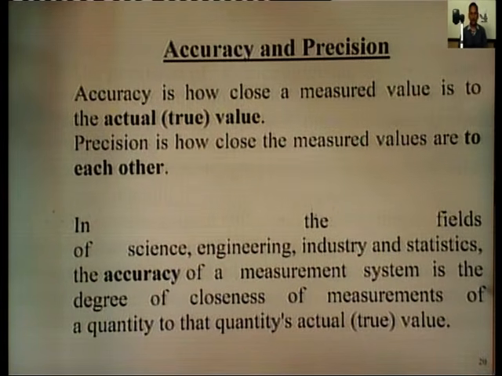Accuracy and precision. Accuracy is how close a measured value is to the actual or true value. Precision is how close the measured values are to each other. In the field of science, engineering, industry and statistics, the accuracy of a measurement system is the degree of closeness of measurements of a quantity to that quantity's actual or true value.